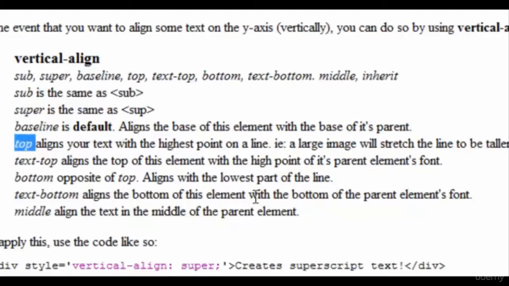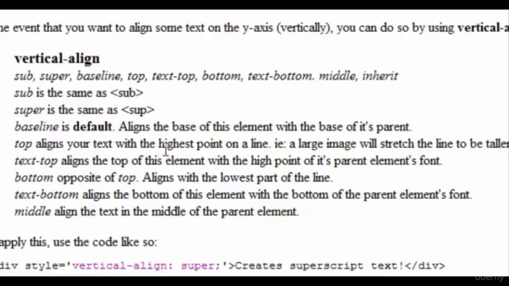Top will align your text with the highest point on the line. For example, a large image will stretch the line to be taller, so your text will be at the very top of the line. Text top aligns the top of the element with the high points of its parent element's font. So this is pretty much the same thing, to the exception of anything that doesn't stretch the line out. Text top is very similar to just the top value.